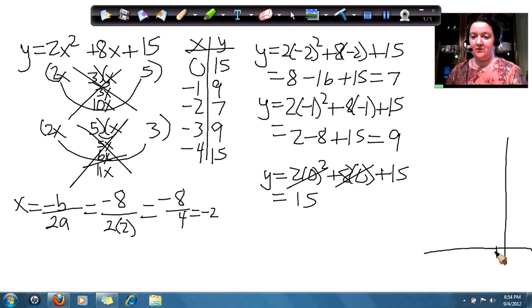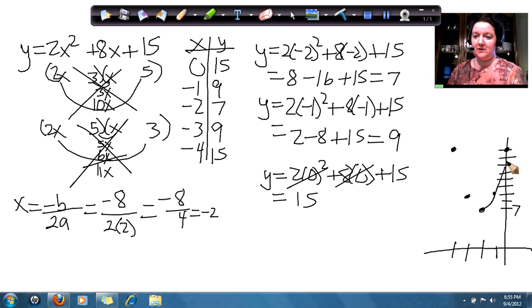I'm going to go over to negative 2 and go up to, and I'm just going to call it 7. So we have a negative 2, 7, and then 8, 9. So at a negative 1, we're going up to 9. At a negative 3, we're going up to 9. And then 10, 11, 12, 13, 14, 15. So it's 0, 15. Or at negative 3, 15.